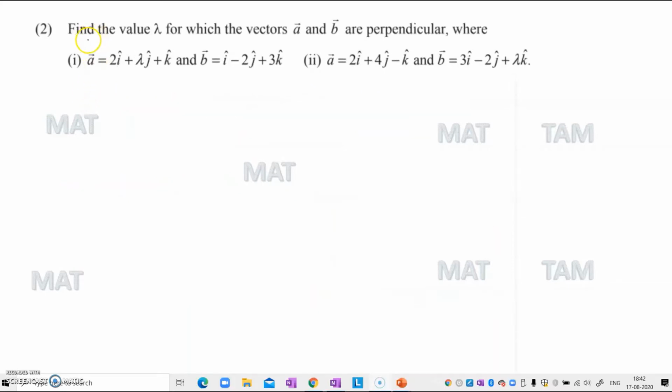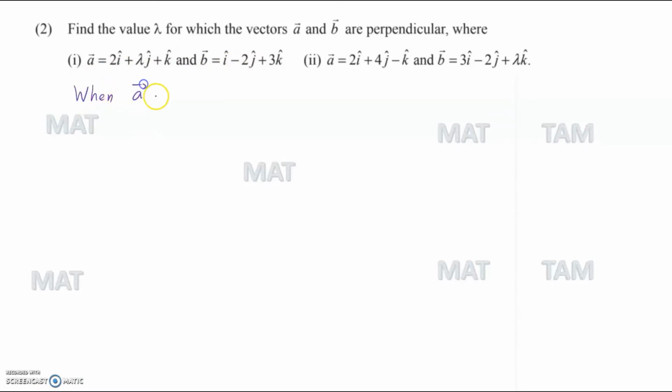Question number 2. Find the value of lambda for which the vectors A and B are perpendicular. Where you have two questions here. So let's do the first one. Before we do the first one, let's say when vector A and vector B are perpendicular, then A vector dot product with B vector is equal to 0. So let's take the first question.